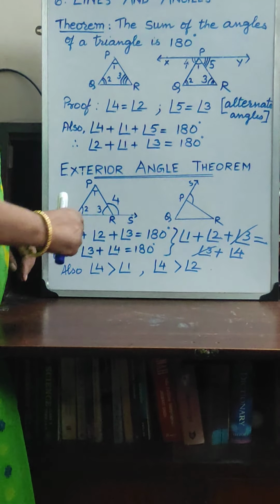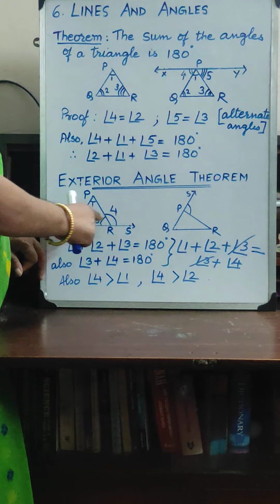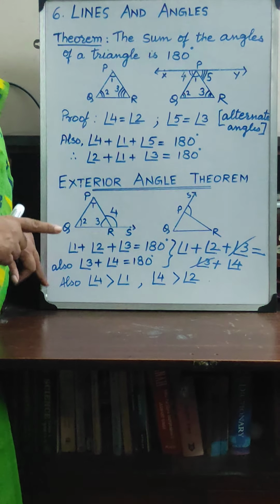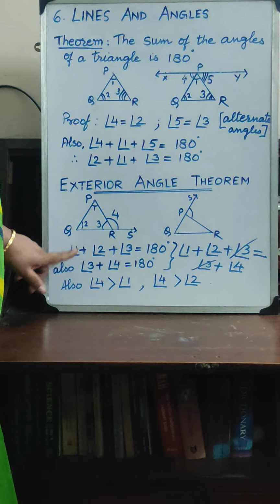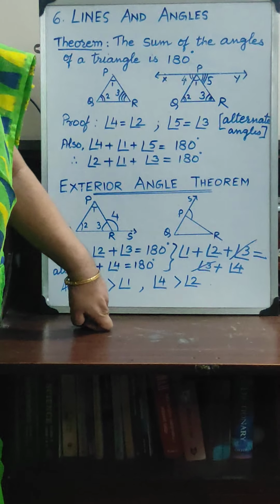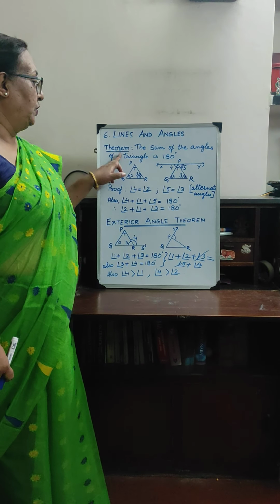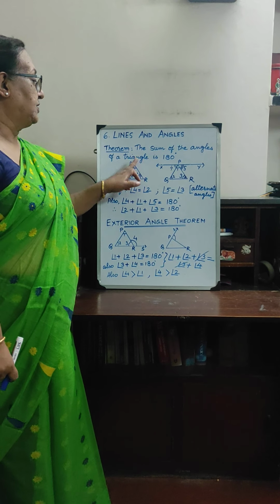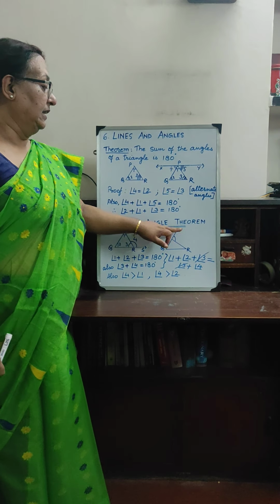Again see, since angle 4 is equal to angle 1 plus angle 2, angle 4 is greater than angle 1, also angle 4 is greater than angle 2. So understood, children? So today we have learned a theorem: the sum of the angles of a triangle is 180 degrees, and the exterior angle theorem.